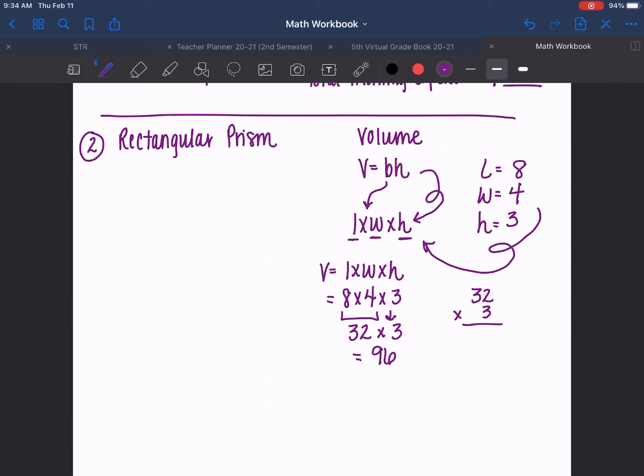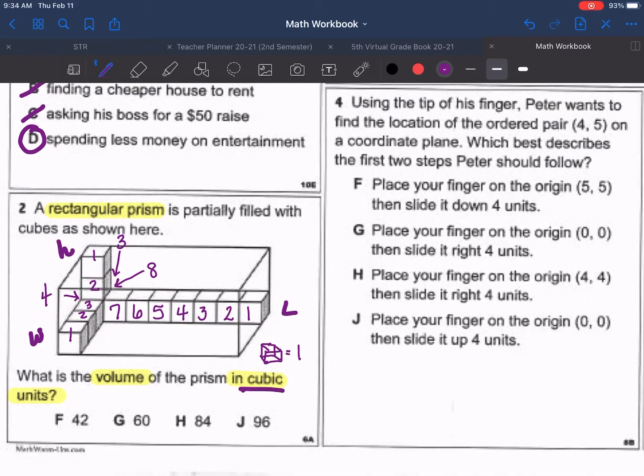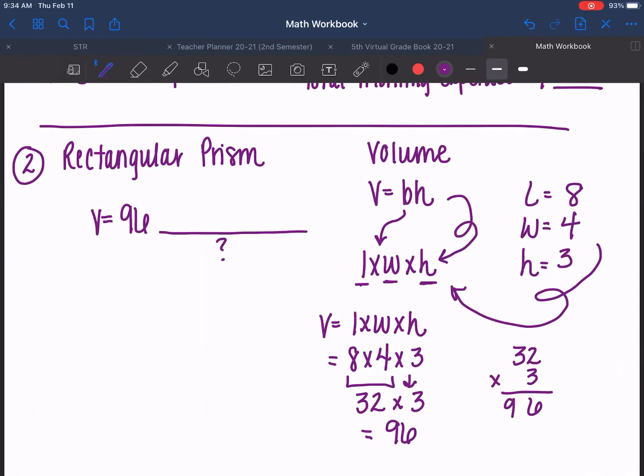2 times 3 is 6, and 3 times 3 is 9. So yes, I was correct, and I checked my work, and I'm all good to go. So the answer is V equals 96, but that's not where we stop, is it? We have to look back and see what the measurement is. Well, here in the question it says in cubic units. So what we would write is cubic units.